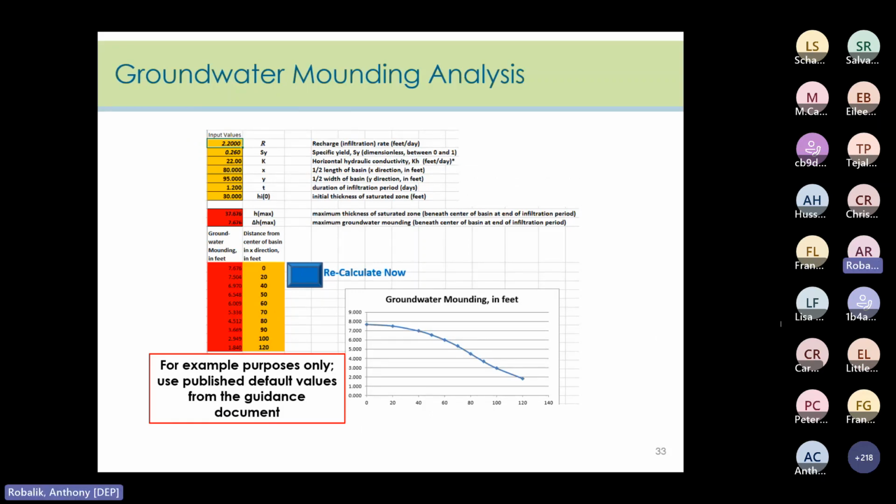So this is the groundwater mounding analysis they submitted. They used the groundwater mounding spreadsheet. They used the Hantush equation. Hope you're all familiar with this after Module 3's presentations.